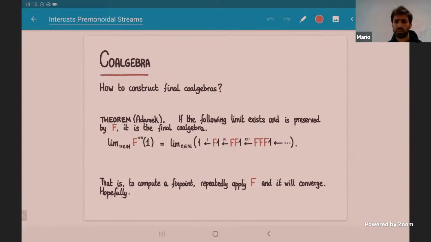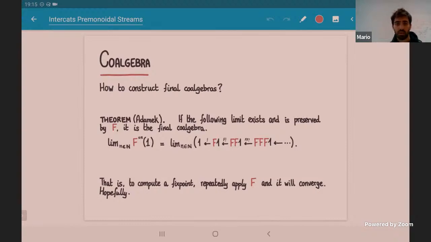If you are trying to find the fixed point of a function in classical analysis, one thing that you can do is just try to apply this function again and again to some value, and perhaps it converges. If you're lucky, it converges, and then you have found a fixed point.